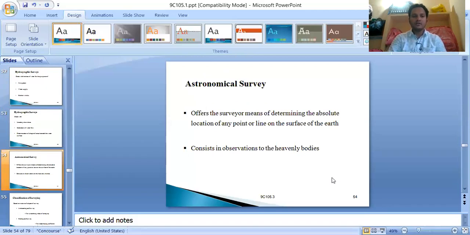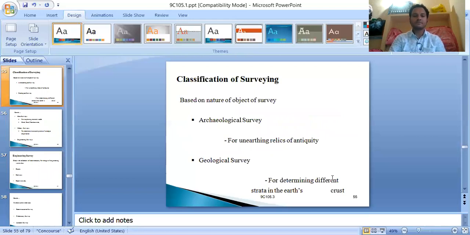Whereas astronomical survey offers the surveyor means of determining the absolute location of any point or line on the surface of Earth. It consists in observations to the heavenly bodies. Now we have another classification of survey which is based on nature of object of survey.